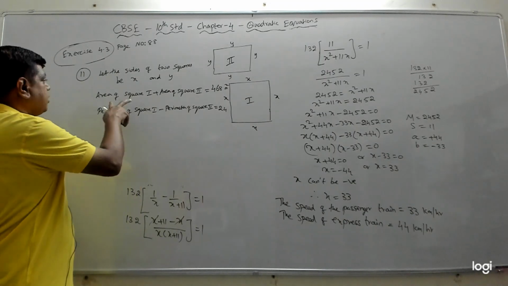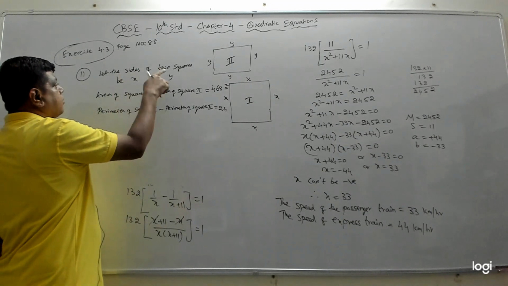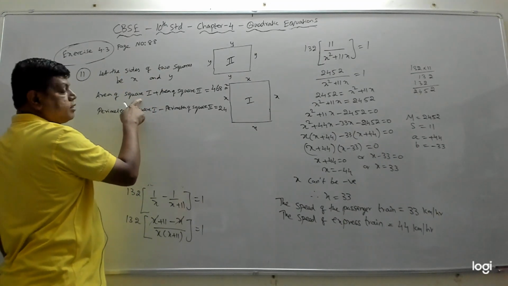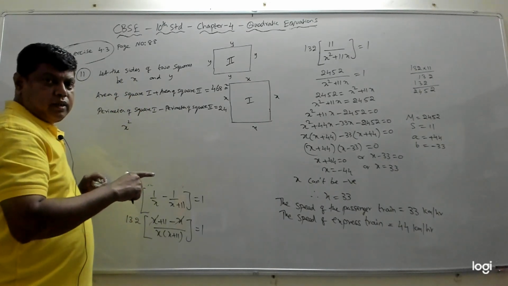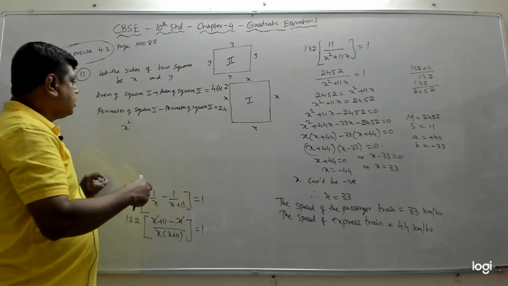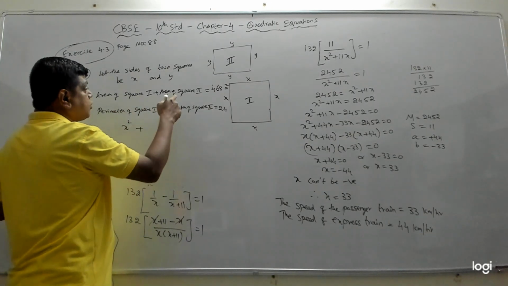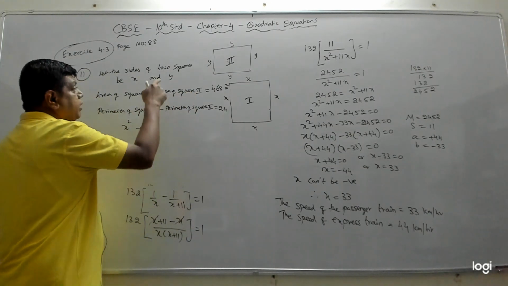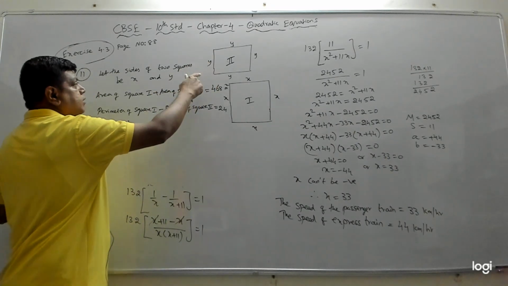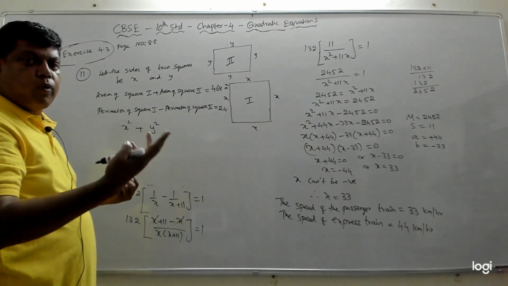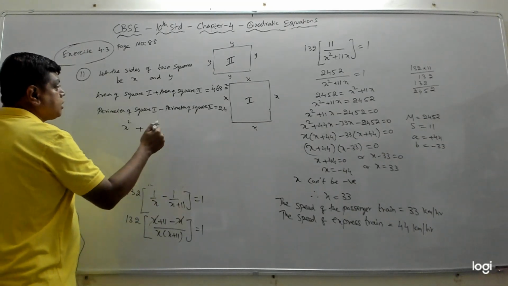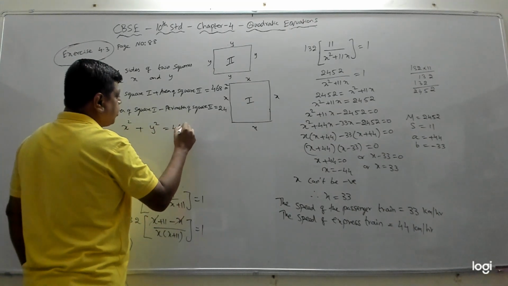Now let's take this. What is the area of square 1? Side is x, so area is x square. If the side is x, then area is x into x, x square. So this becomes x square plus area of square 2, which will be y square. If y is the side, then its area is y square. If a square has side a, the area is a square. So x square plus y square equal to 468. This is one equation we have.